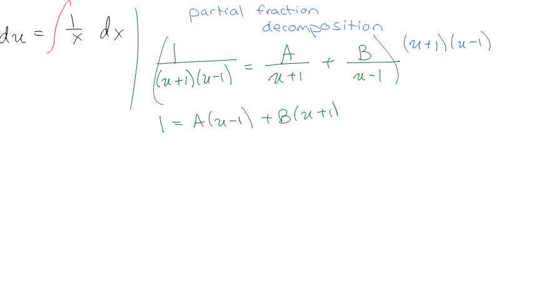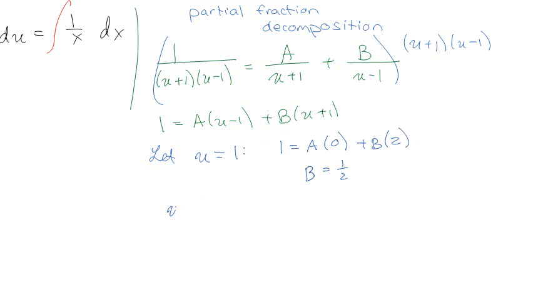Now, there's a couple of different ways that people do this, but probably the easiest way that I've ever found is to start off by letting u be something that just makes stuff cancel out. So I could let u equal positive 1, for example. And if I do that, then I get 1 is equal to A times 1 minus 1, which is 0, plus B times 1 plus 1, which is 2. So I can say, okay, well, B is 1 over 2.